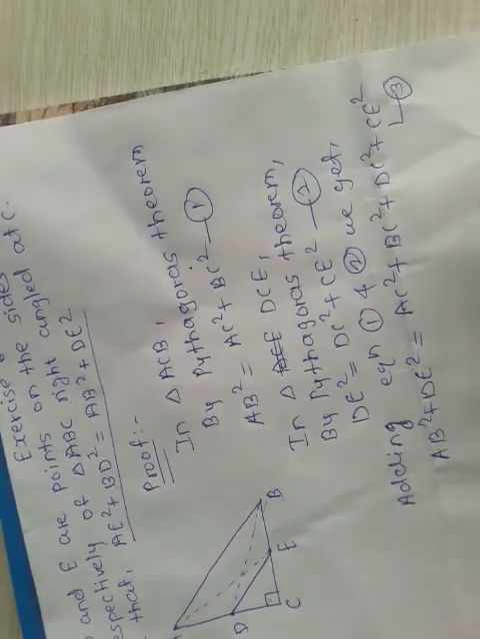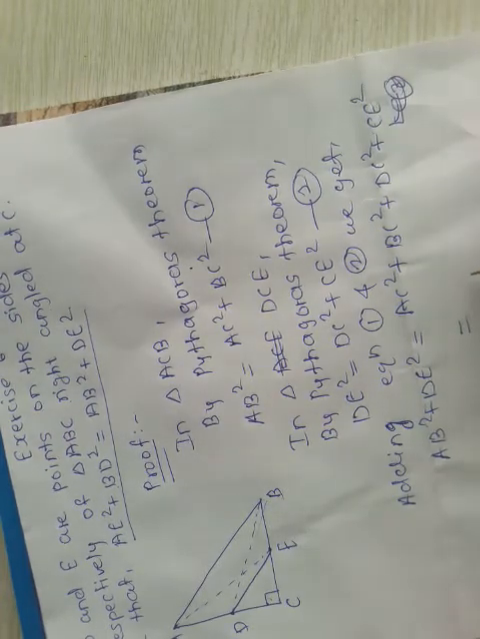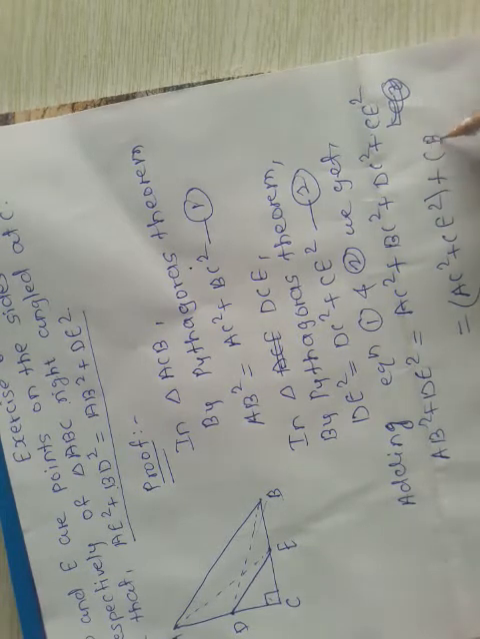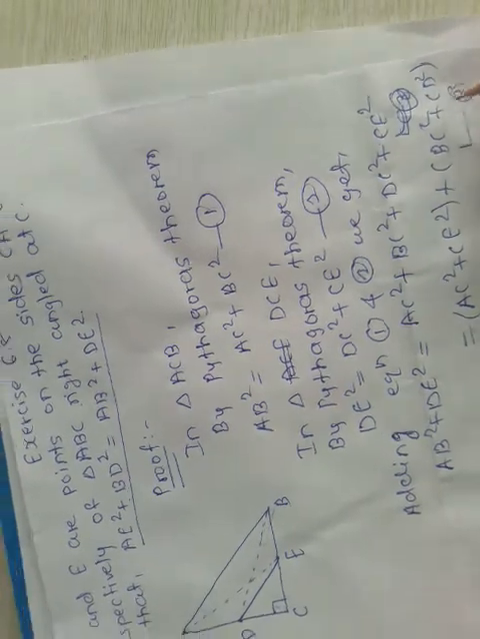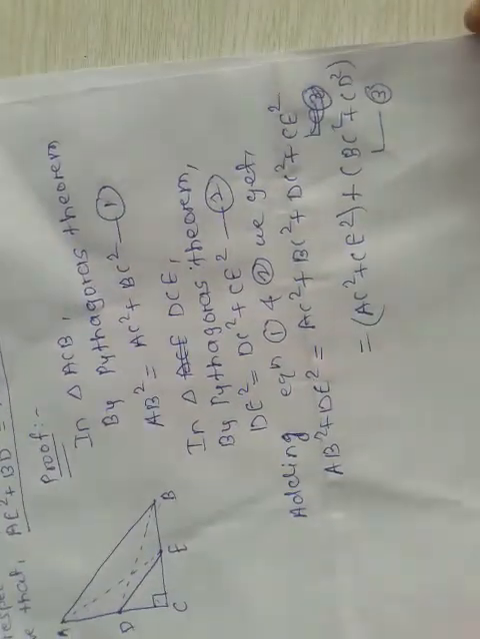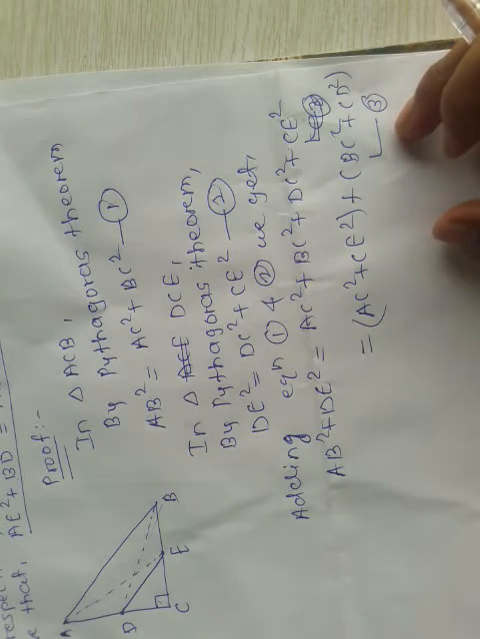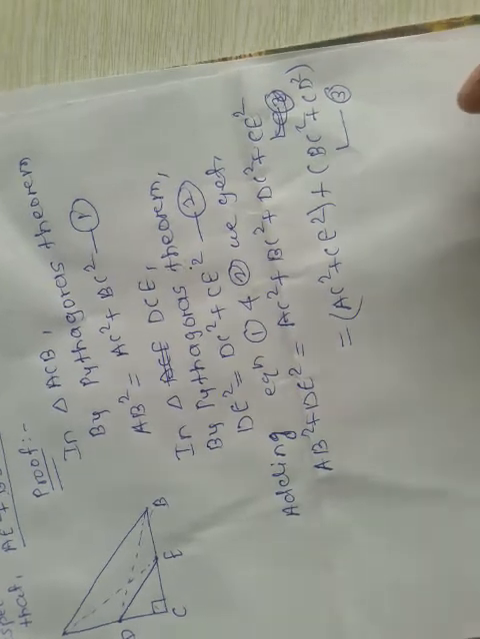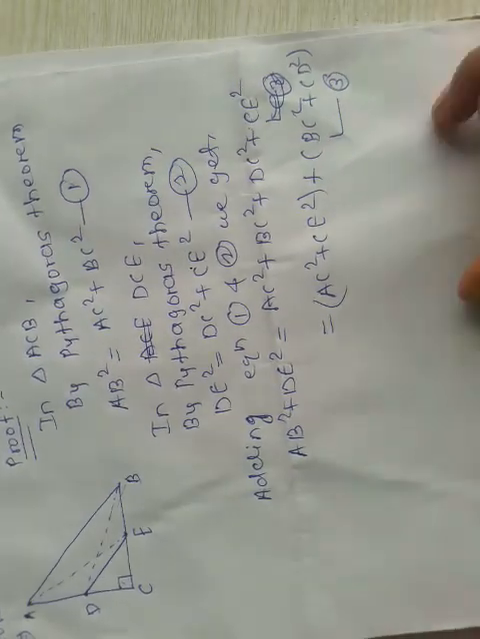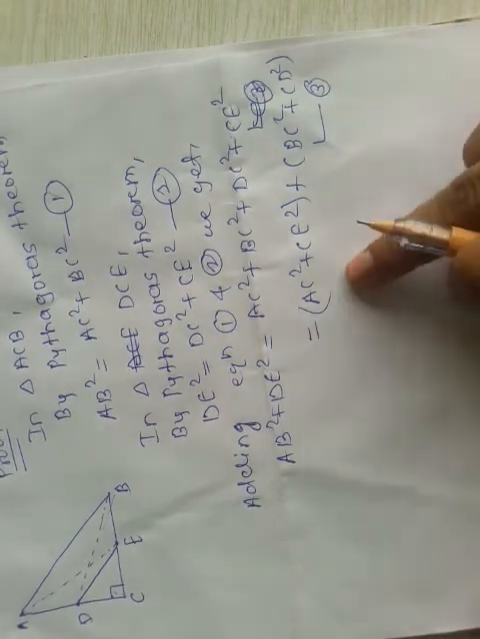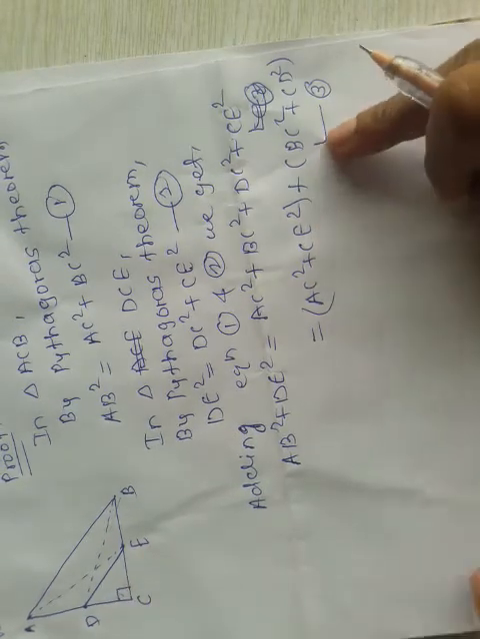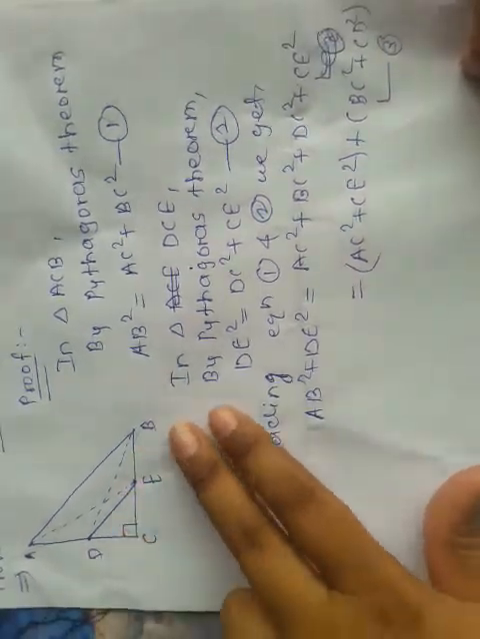We can also write it as AC square plus CE square plus BC square plus CD square. CD square or DC square, now write it as equation number 3. After solving all this, you will understand why we write this. Adding equations 1 and 2, we get AB square plus DE square is equal to AC square plus CE square plus BC square plus CD square.